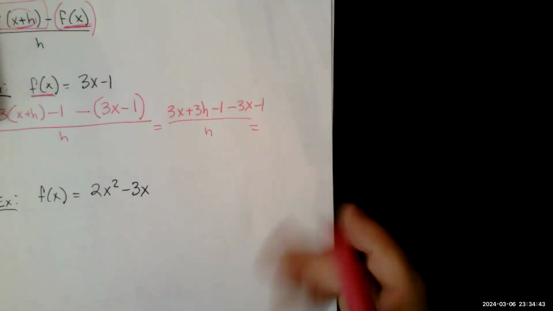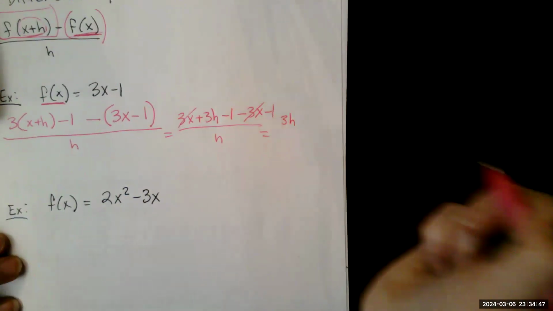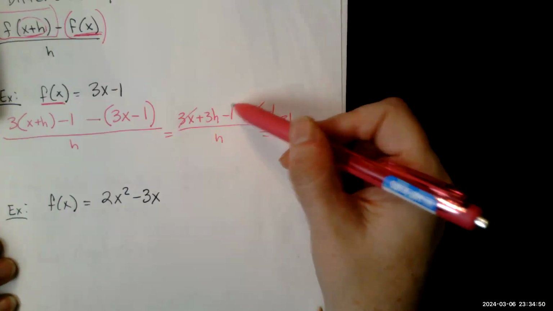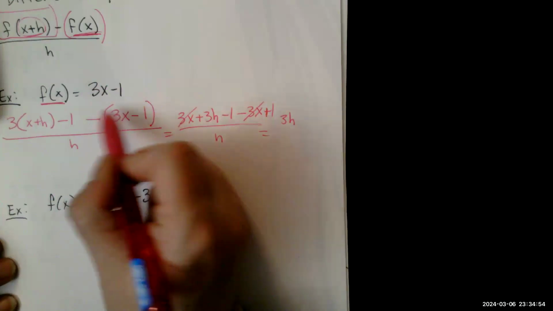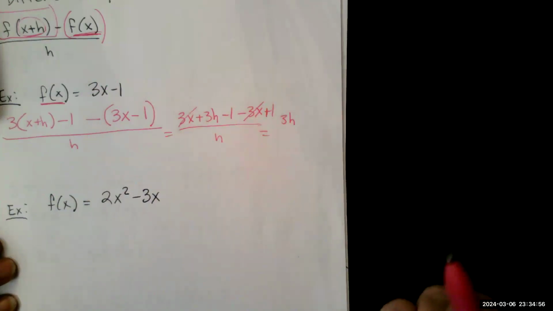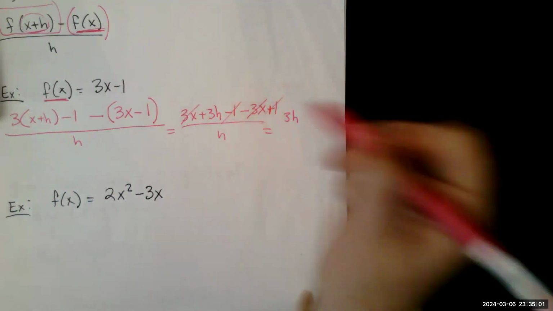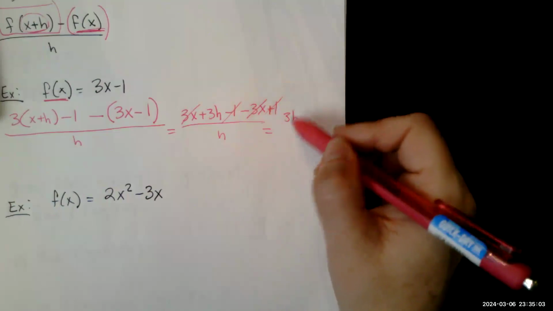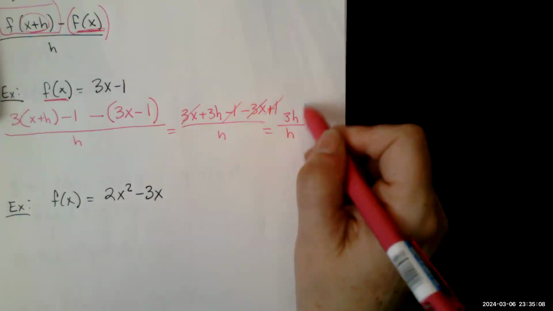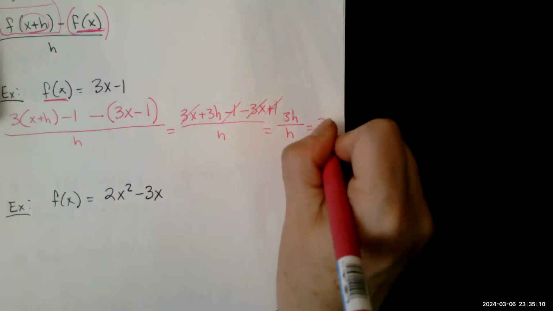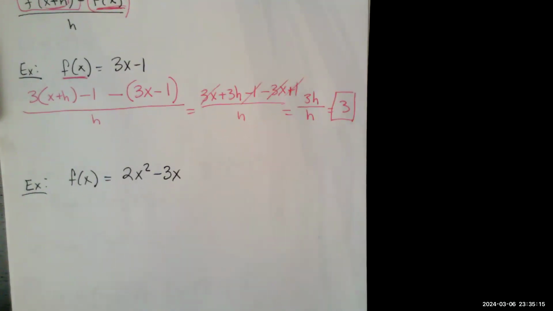3x minus 3x, that just goes away. So I still have the 3h. Negative 1, oh, I made a mistake here. A negative and a negative should have given me a plus 1. So I have a negative 1 plus 1 that also wipes out. So all I have left on top is the 3h over h, and now I can also reduce those h's. So after all that work, my final answer is just 3.